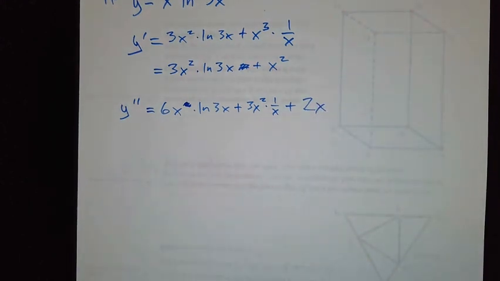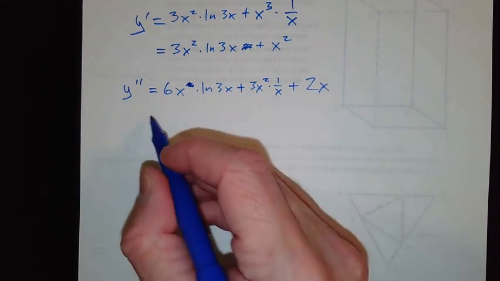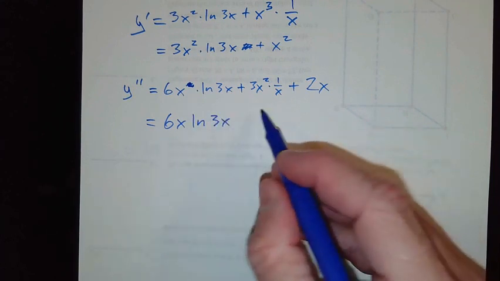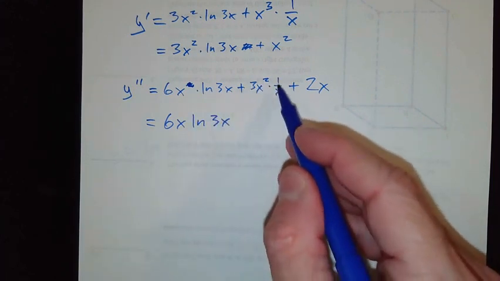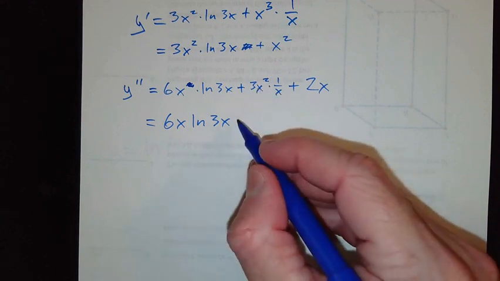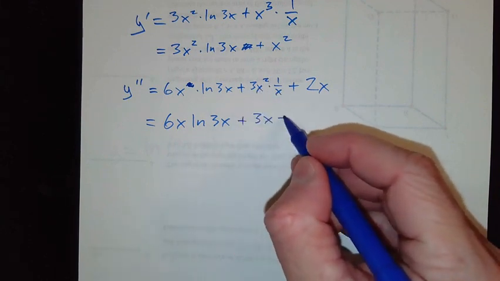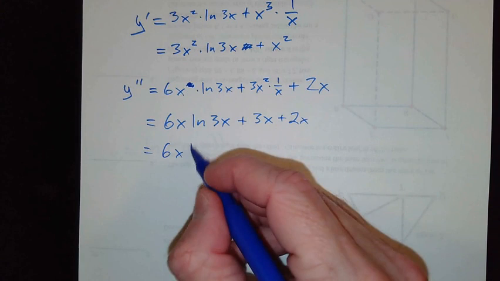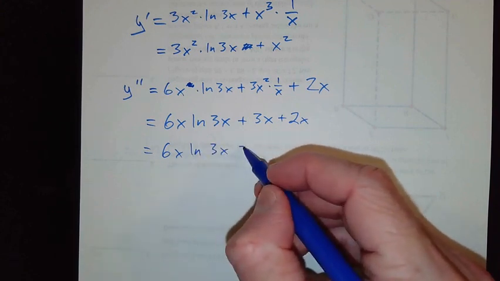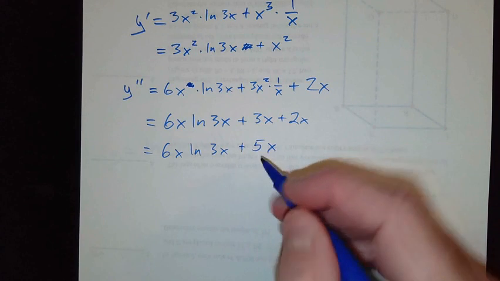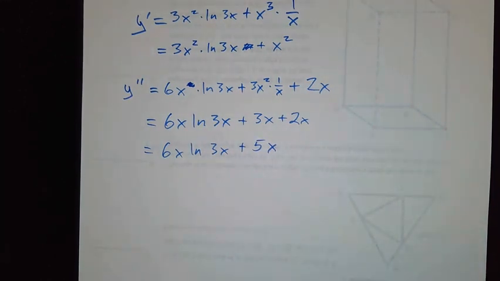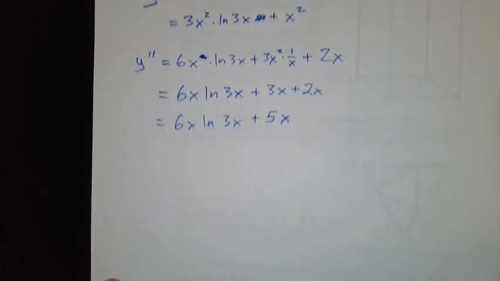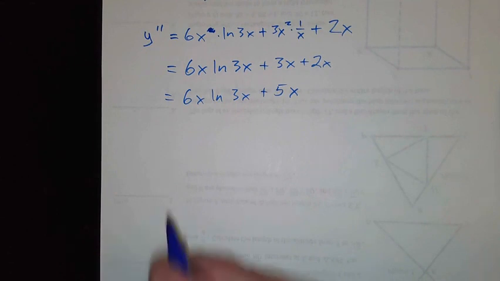And then once again, it behooves us to simplify a little bit. Not too much simplification here. But I can say that 3x squared times 1 over x, one of those x's is going to cancel out, and all we're going to have left is 3x. And look at that, 3x plus 2x is 5x. It's not difficult simplification, but any simplification I can do is going to help me with my third and fourth derivatives as we move forward. Okay, 2 down, 2 to go.